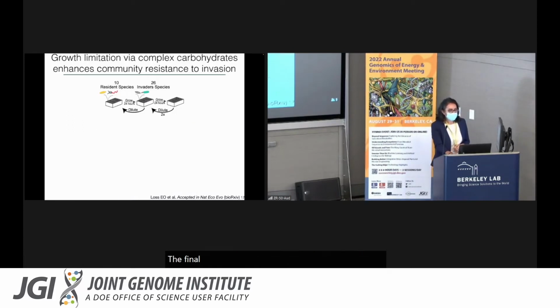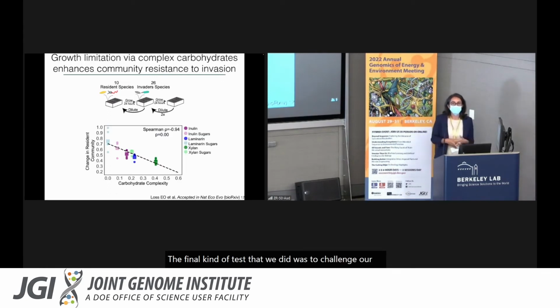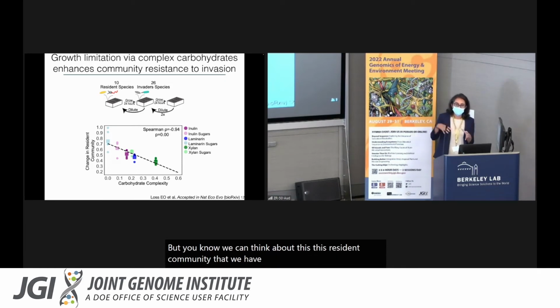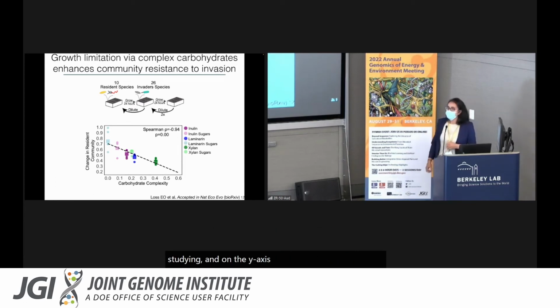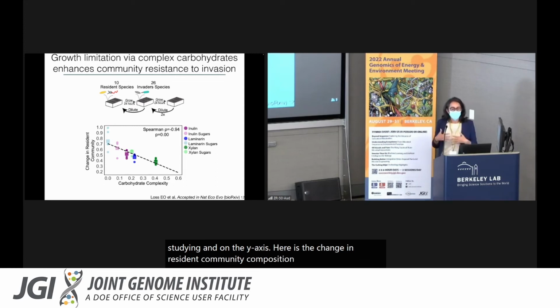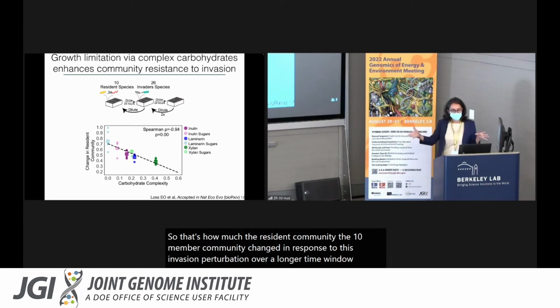The final kind of test that we did was to challenge our community with invasion. Invasions are relevant in many different contexts, but we can think about this resident community that we have, and then we introduce 26 different bacteria into this community under a wide range of nutrient environments that we've been studying. On the y-axis here is the change in resident community composition. That's how much the resident community, the 10-member community, changed in response to this invasion perturbation over a longer time window, which was 3 or 4 days. Actually, maybe longer, 8 or 6 days.